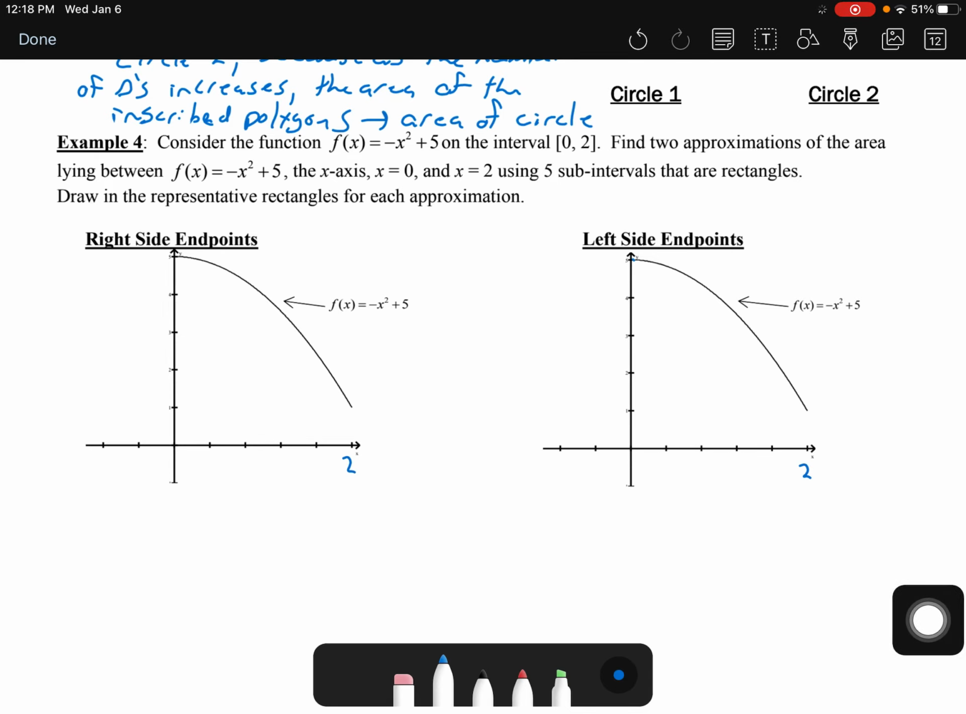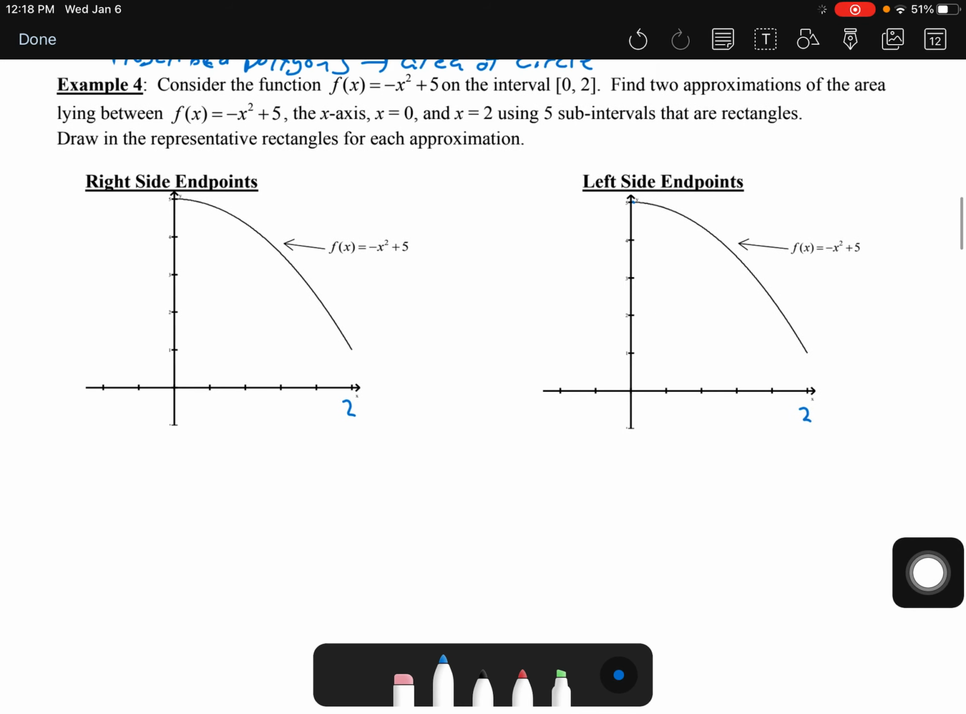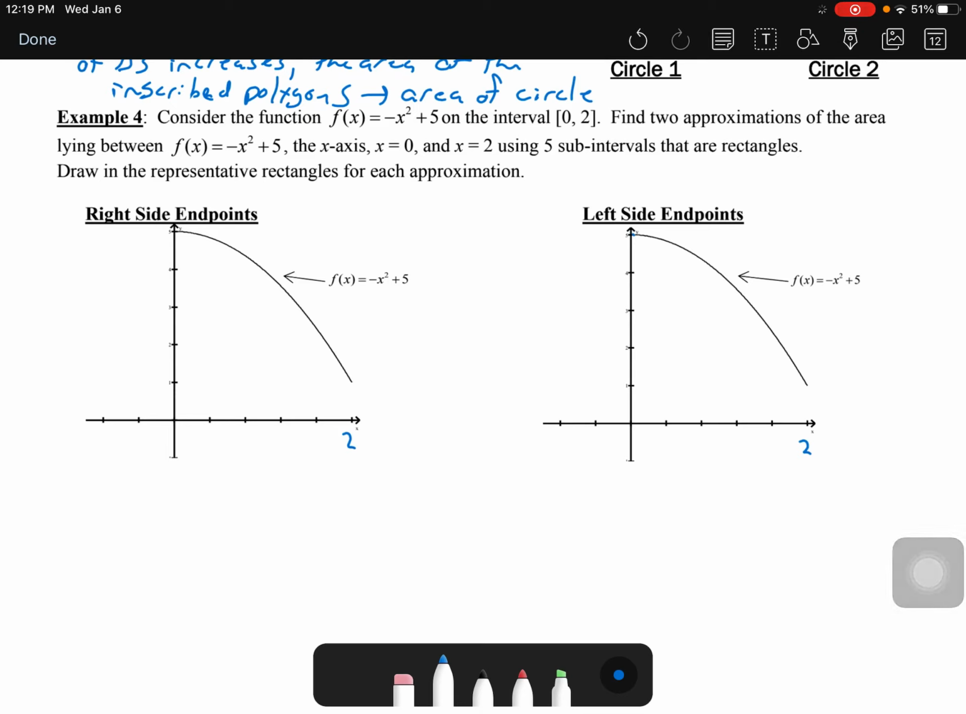Now it says to draw in representative rectangles for each approximation. What they mean by representative rectangles is an important phrase, because you're going to use that a lot. Right side endpoints and left side endpoints. That's also very important, because one of these will be an overestimate, one will be an underestimate, and that's what they mean by upper and lower sums. It depends on whether the function is increasing or decreasing if the right or left side are underestimates or overestimates, okay? And we'll see that here.